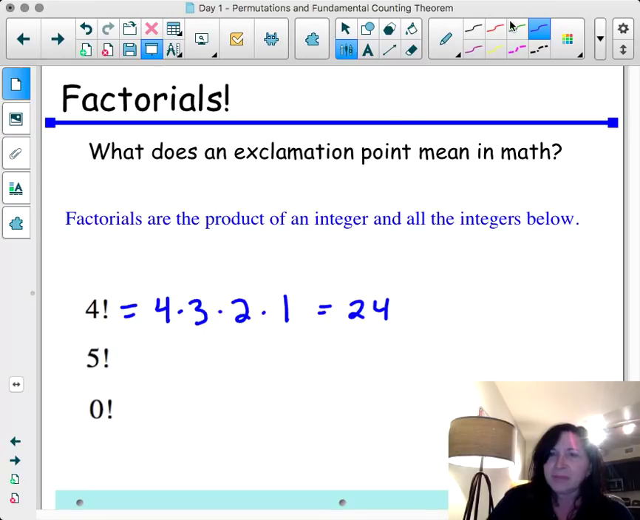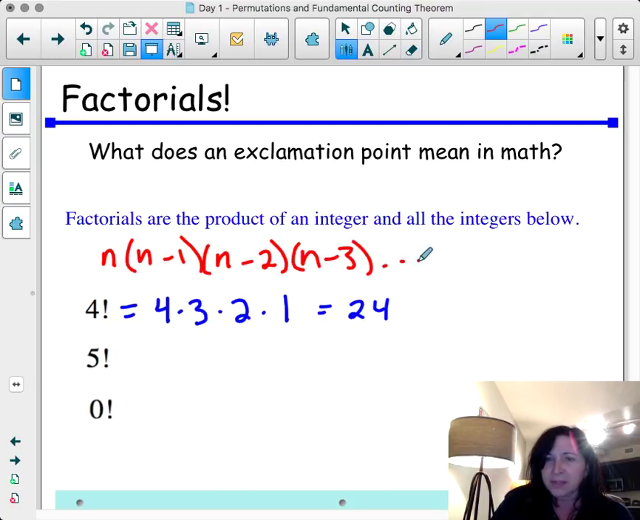Now, it's the same type of thing if I was saying any number, n. Well, the next number would be 1 less. So that would be times n minus 1. And then 1 less would be n minus 2, because it's 2 less than n. And then n minus 3, and then so on. So this is sort of a factorial formula that we're going to be using.